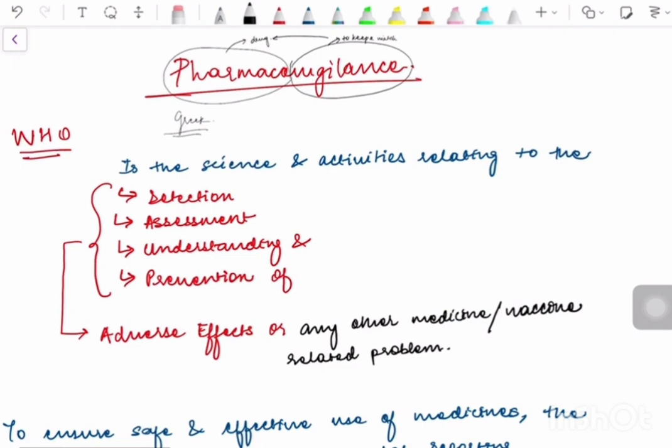Now as per WHO, pharmacovigilance is defined as the science and activities relating to the detection, assessment, understanding and prevention of what? Adverse effects or any other medicine or vaccine related problem. So it is a science, a study in itself, and a lot of activities are involved in this science. What are those activities? Relating to the detection. First we will detect the adverse effect if there is any. We will assess that adverse effect, we will understand it, and it's not just about detection and assessment, we will prevent also.